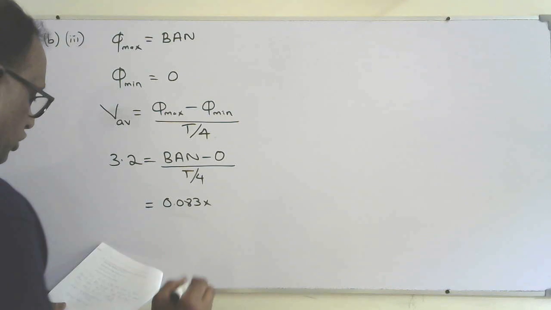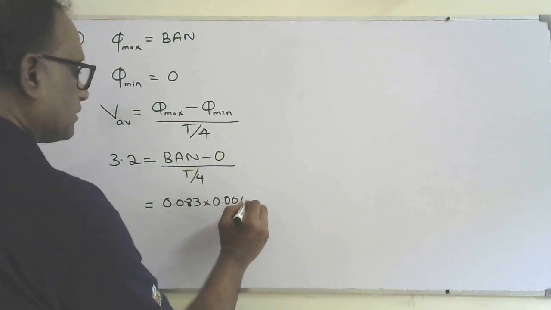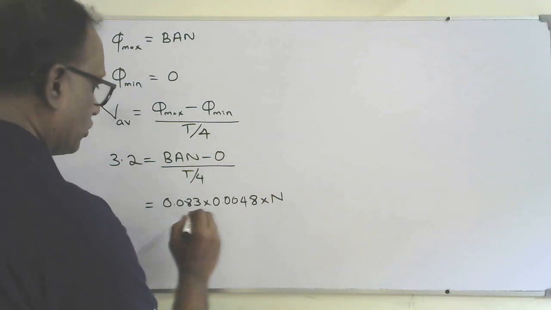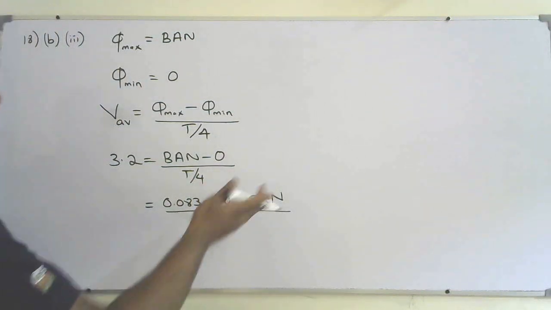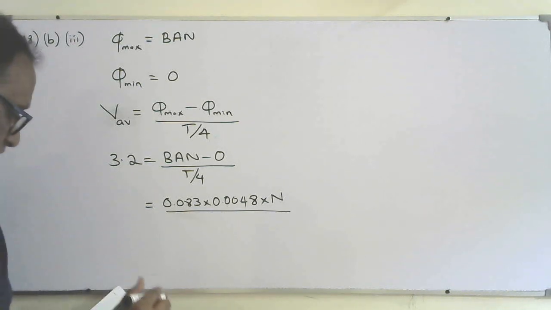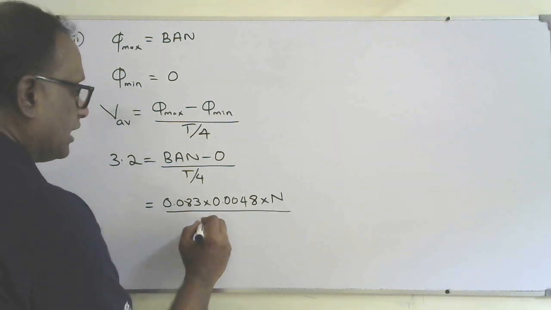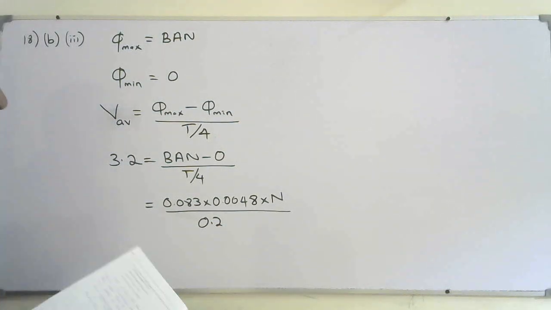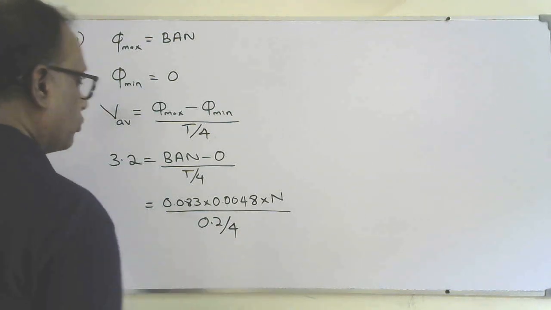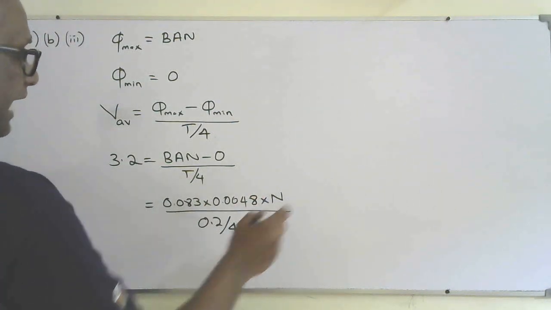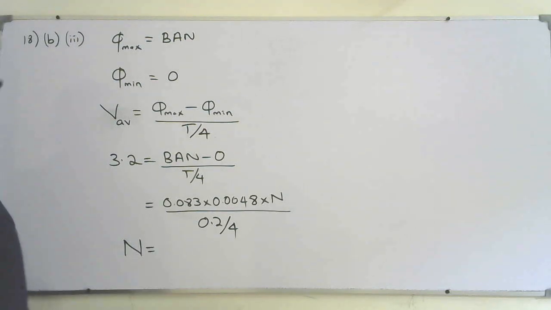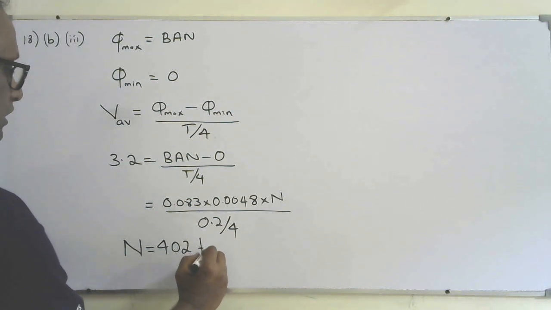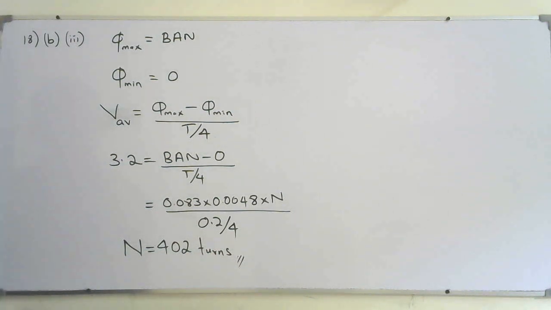Area of cross section 0.0048. Number of turns n minus 0. I don't need to write minus 0, not necessary, because minus 0 gives the same answer. T by 4. I know the time period is 0.2 seconds. See the graph, 0.2 seconds. Sorry, 0.2 seconds divided by 4. So everything we know, only n is unknown. Solve for n, you will get 401.6, so 402 turns. That's the answer.